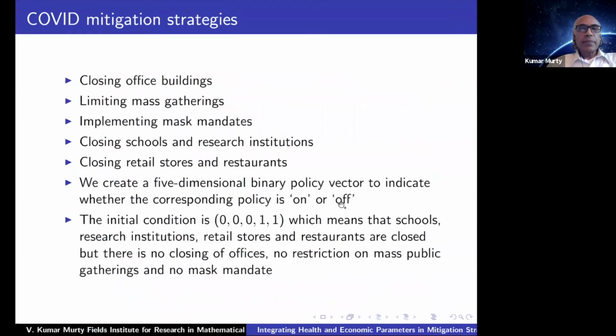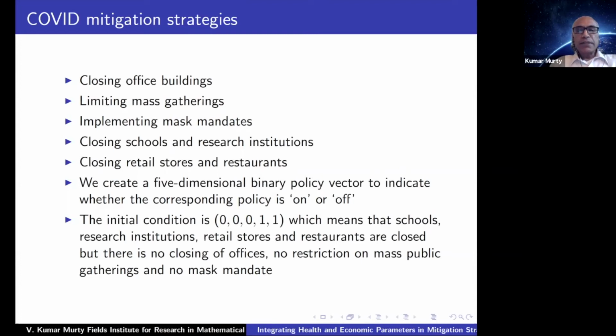Okay. So with that in hand, this was all about consumption and mortality. And now we want to look at transmission and unemployment. So again, to remind you, the mitigation strategies we have are that we can close office buildings, we can limit mass gatherings, we can implement mask mandates, we can close schools and research institutions, universities, we can close retail stores and restaurants. So this gives us 5 possible policies. Of course, you can increase this list. By the way, everything in our model is dynamic. That means you can easily increase parameters and the model will accept it.